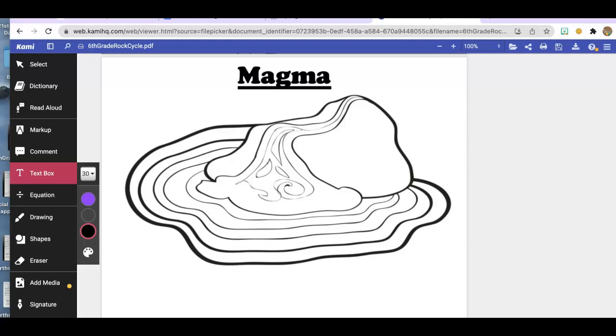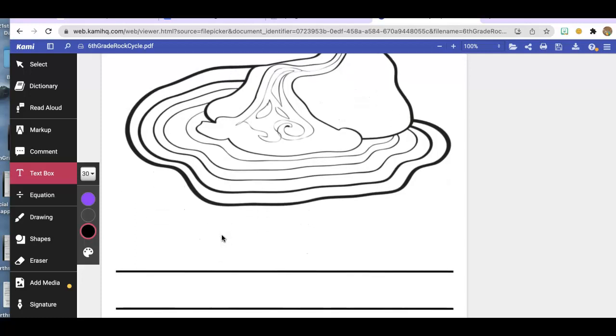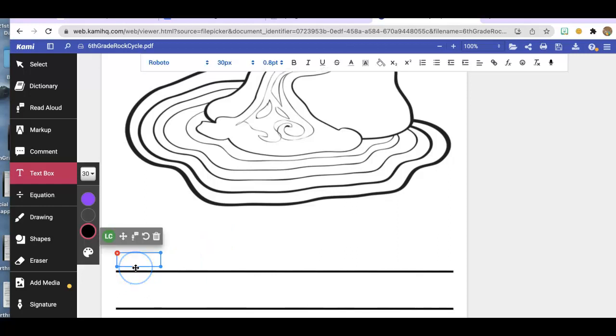So, you have your sheet in front of you. This picture should look very familiar. You've seen this before. As you know, we are going to write the definition of magma and 2 facts. So, I'm going to go on the line of my paper and write the word definition. Sorry about that. I'm going to write definition.